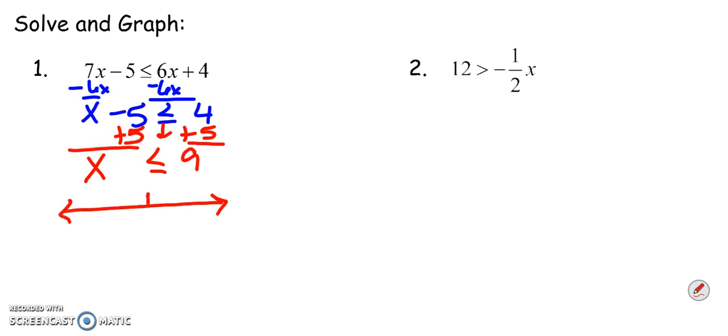And we have to graph it. So we make a number line. I always put the number that I need for my endpoint in the middle. It's a less than. It does include this or equal to. So we're going to use a filled-in circle. And my less than points left. So when we graph it, it points left.